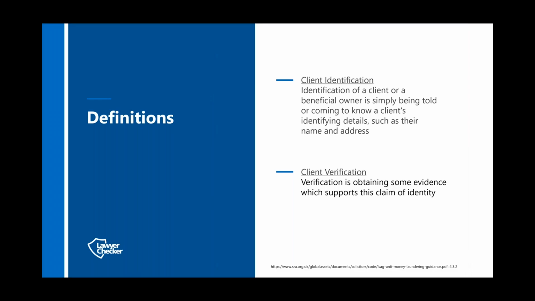So if fraud is the outcome, how can we reasonably fulfill our obligations when it comes to identifying clients? And here there's a clear distinction made between client identification and client verification. Client identification is simply being told or coming to know a client or beneficial owner's identifying details such as their name and address. Client verification is about obtaining some evidence which supports this claim of identity.